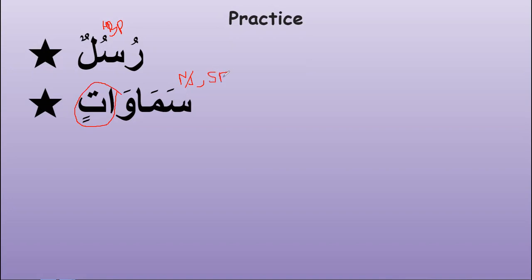Singular feminine, though it's a plural word, samawatun. Sama means skies. So what does it mean? Skies, right? But it's plural by its meaning. It's okay, but we're going to treat it as singular feminine. Okay.